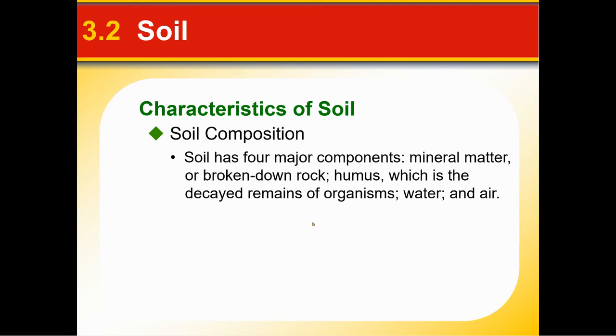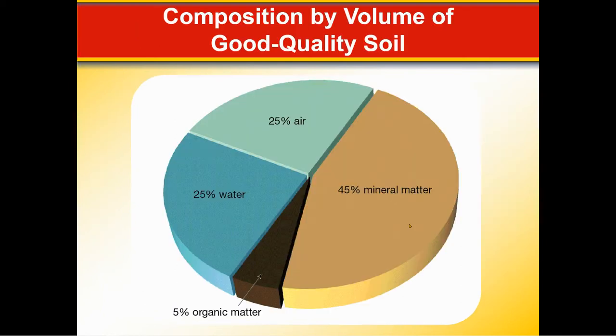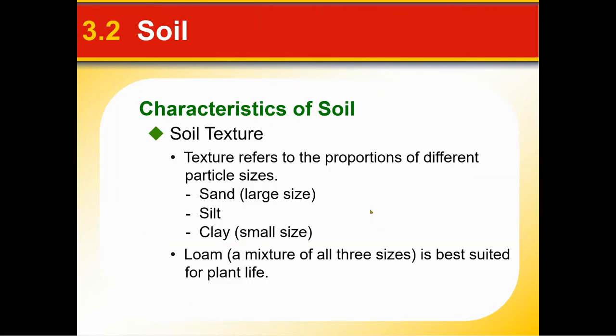And soil composition. Soil has four major components: mineral matter, broken down rock, humus, which is the decayed remains of organisms, water, and air. Here's the mineral matter. Air is 25%, mineral matter 45%, water is 25%, and organic material, humus, is 5%. Now, it varies on different locations, okay, on the earth.